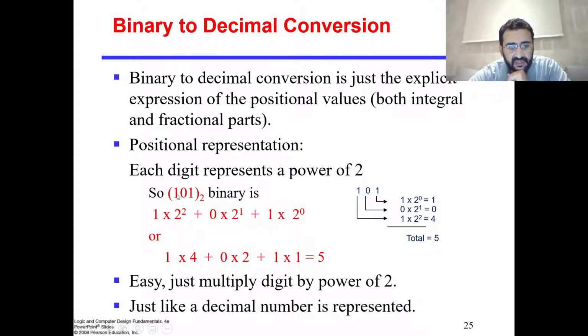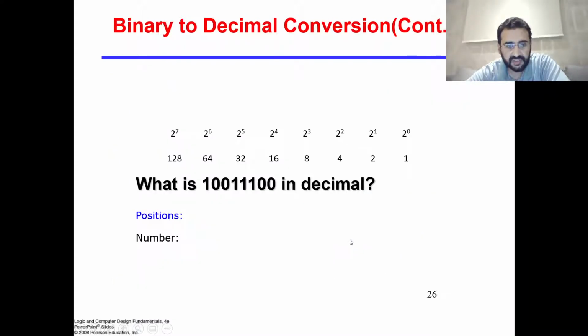we'll take the first one here, which is at position 0. So the value of this one here is 1 multiplied by the weight of this position, which is 2 to the power of 0. Then we have 0 multiplied by 2 to the power of 1, and then 1 multiplied by 2 to the power of 2. So 2 to the power of 2 is 4, 2 to the power of 1 is 2, and 2 to the power of 0 is 1. So this will give us 5. This is a very straightforward transformation.